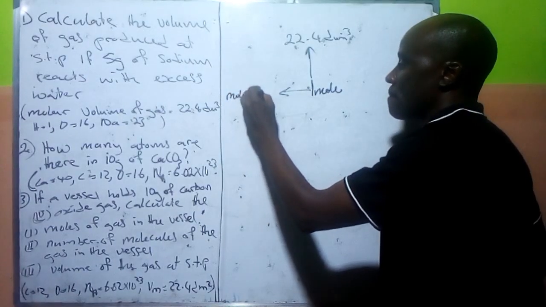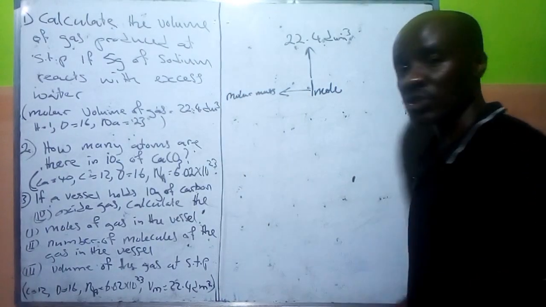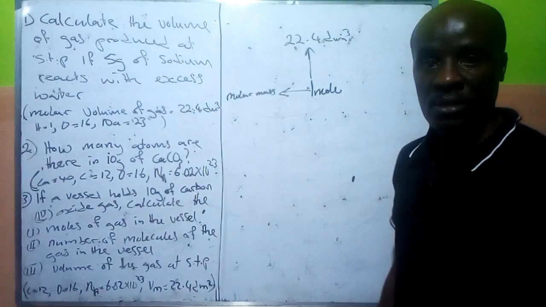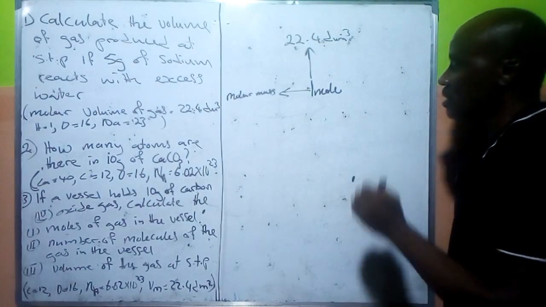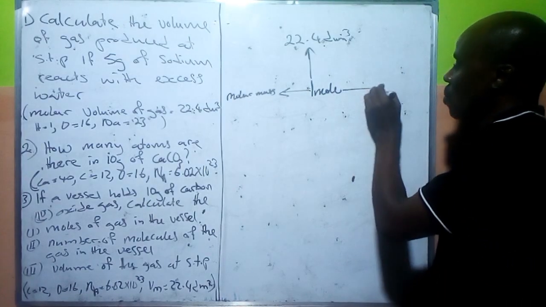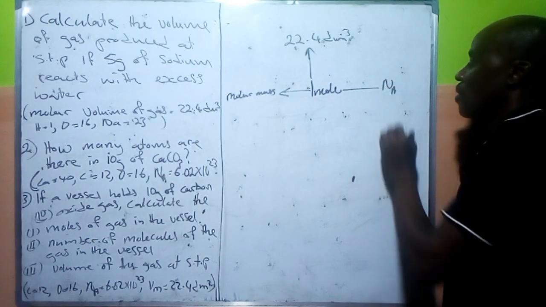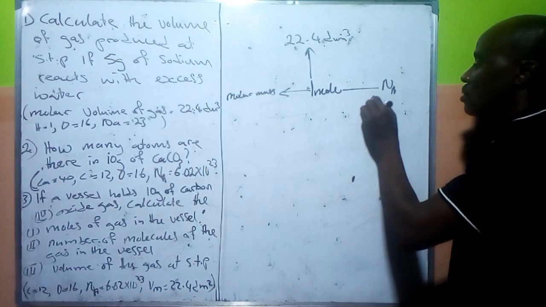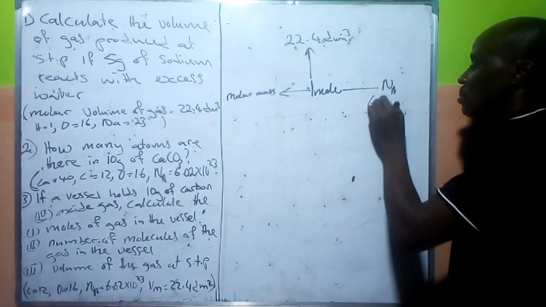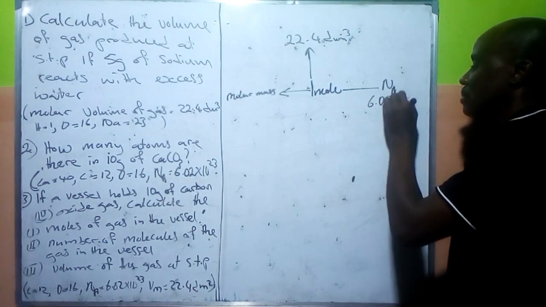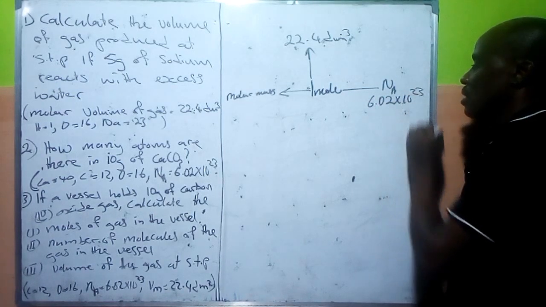Molar mass, if we are considering it in grams. So the same 1 mole is also equal to what? Avogadro's number of particles, which is about 6.02 times 10 raised to the power 23.